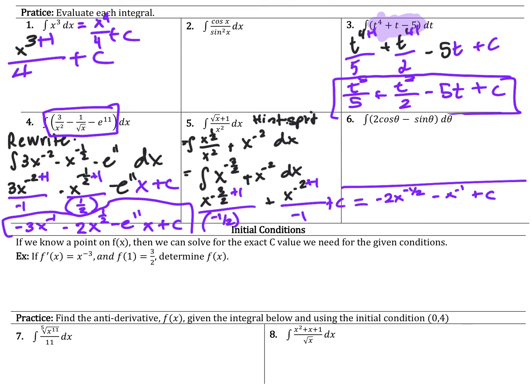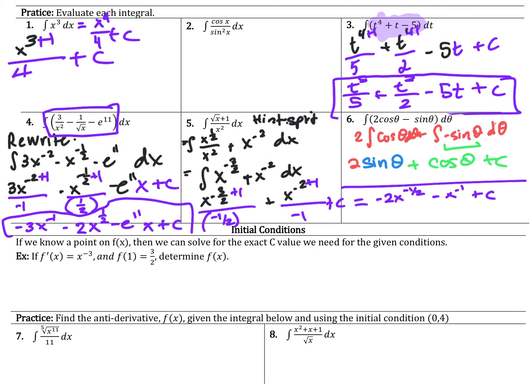Okay, for number 6, the easiest thing to do on this problem is to rewrite this. This is the same thing as 2 times the integral of cosine of theta plus the integral of negative sine of theta d theta. Whoops, I should have a d theta here. So let's make that actually look like a theta, d theta. There we go. What do I take the derivative of to get cosine? That would be sine. And what do I take the derivative of to get negative sine? That would be positive cosine. And then we have plus c.